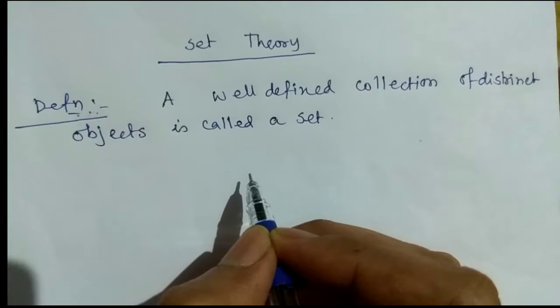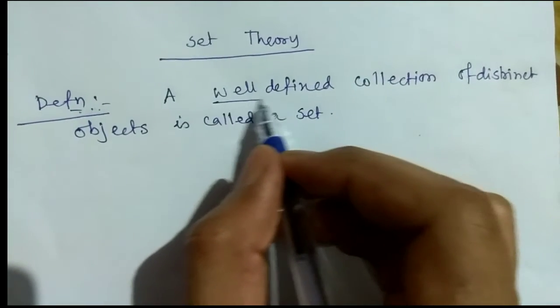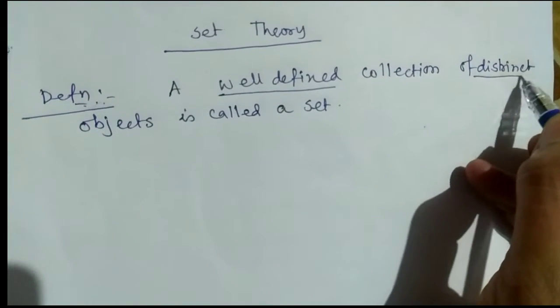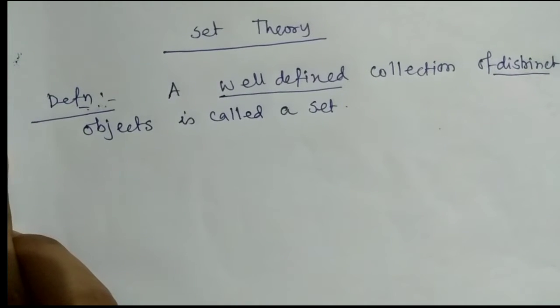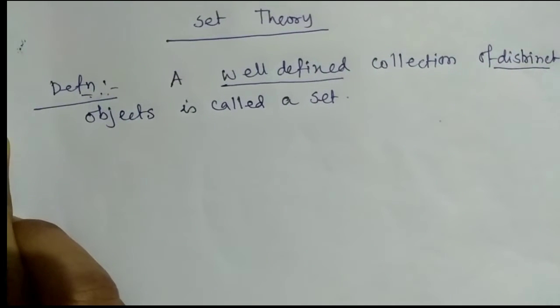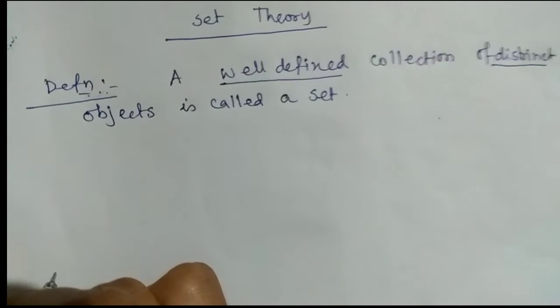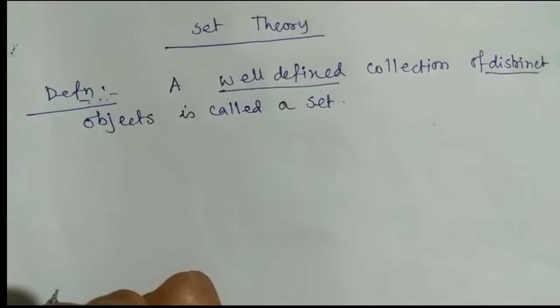In the definition of set, two terms are very important. One is well-defined and the other term is distinct. The objects in the sets are called elements. So from the definition we can easily say that elements must be distinct.